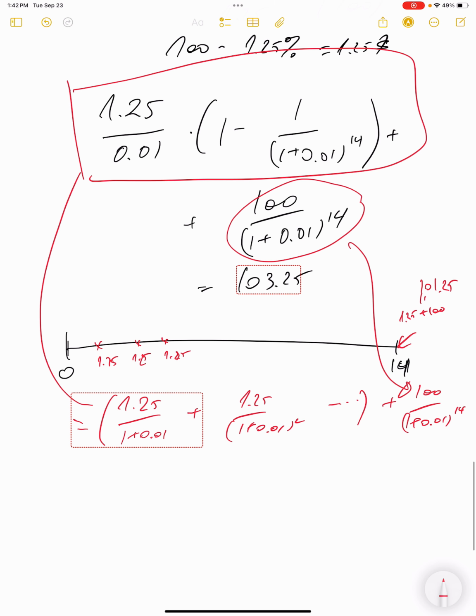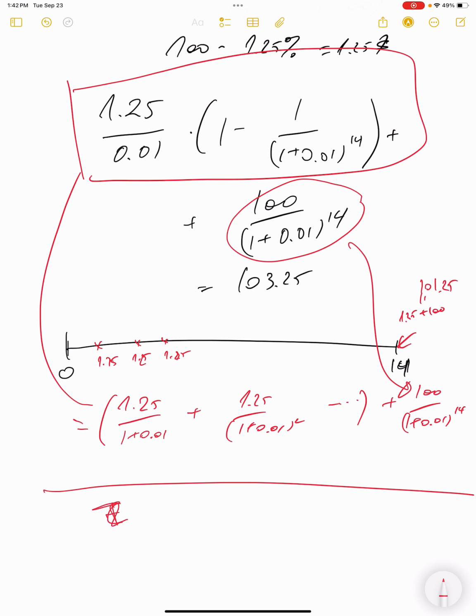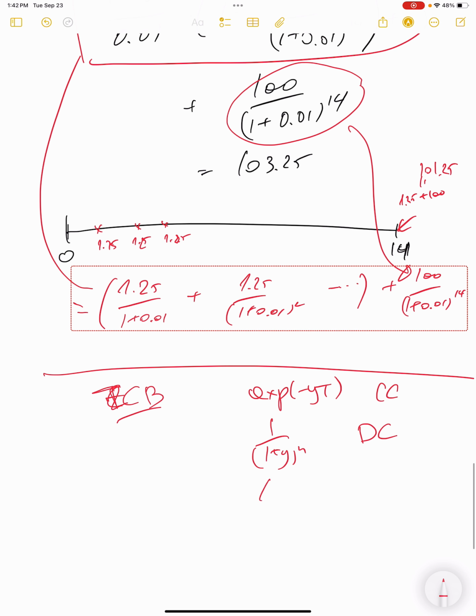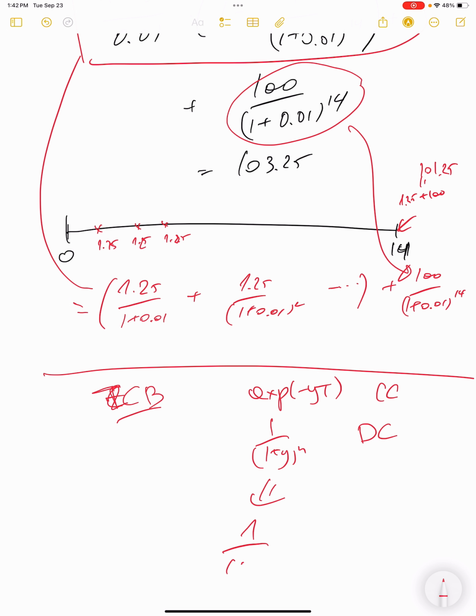Okay? The last question is basically for zero coupon bonds. The first is to take it with continuous compounding, and the second one is to take it with discrete compounding. So the discrete compounding is going to be quarterly, and y in this case is going to be 3%. So when you divide by 4, you're getting 75 basis points, I think. So it's 1 divided by 1 plus 0.0075, and then to the power of 14.